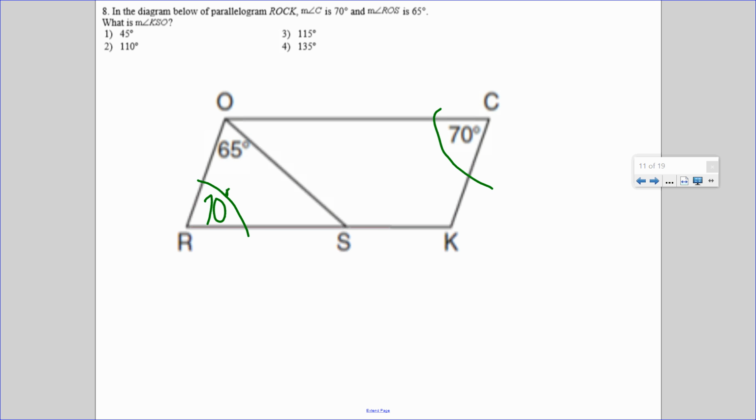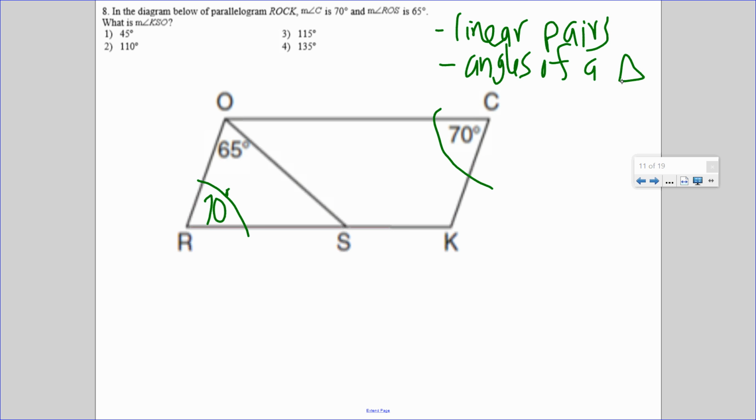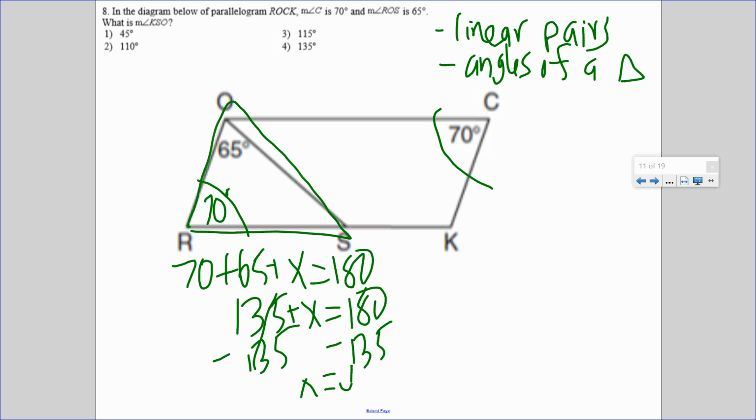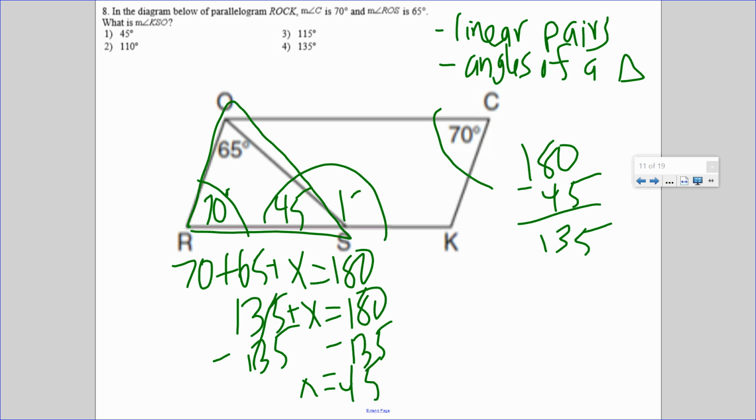So we look for, going back to Unit 1, linear pairs, angles of a triangle. I see a triangle right there. So 70 plus 65 plus x equals 180. 135 plus x equals 180. X is 45. Linear pair. 180 minus 45 is 135. It's asking for angle KSO. That's angle KSO. That's your answer.